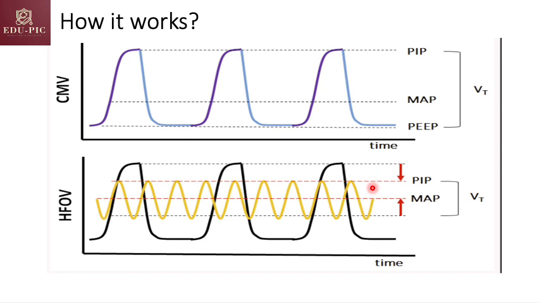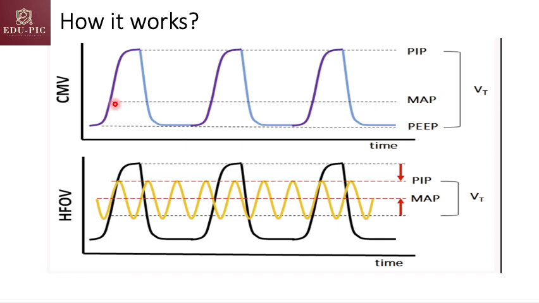Now let's see how it works and what is the main difference between conventional mechanical ventilation and high frequency ventilation. In conventional mechanical ventilation, as we mentioned before, inspiration is an active process, but expiration is a passive process. And the pressure is oscillating between PEEP and PIP, the positive end expiratory pressure and peak inspiratory pressure.